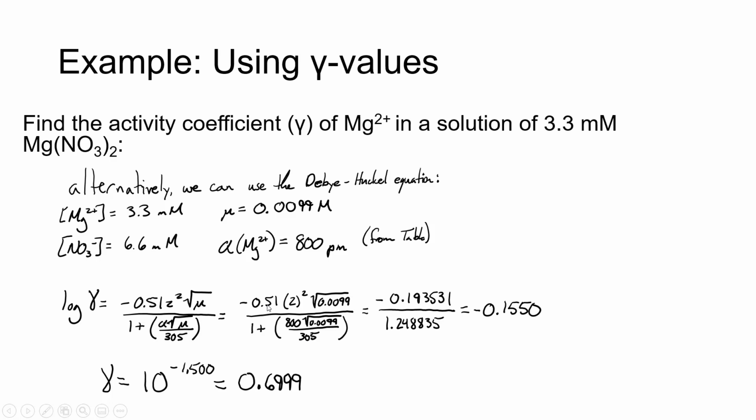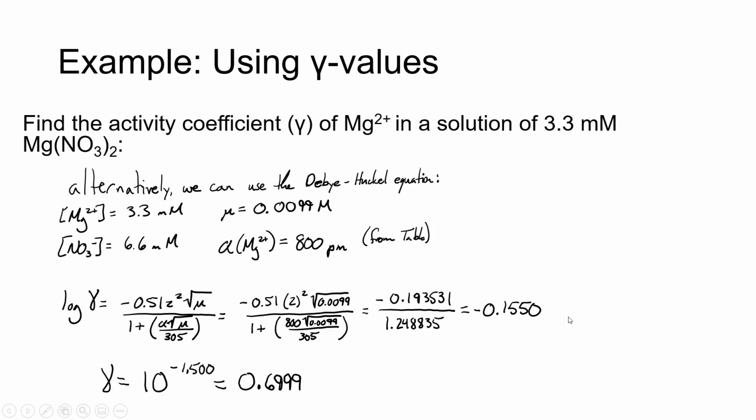So plugging in our numbers, our numerator becomes negative 0.51 times 2 squared times the square root of 0.0099. And I get that that is equal to negative 0.193531. In the denominator, we have 1 plus, well, our alpha value is 800, so our parentheses term is 800 times square root of 0.0099 divided by 305. We add that to 1, we get the denominator as 1.248835. And if we take this ratio, we get that the log of gamma is equal to negative 0.1550.